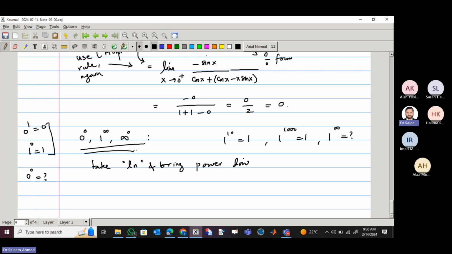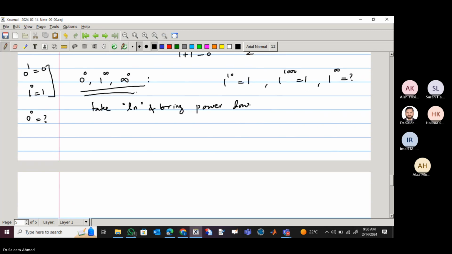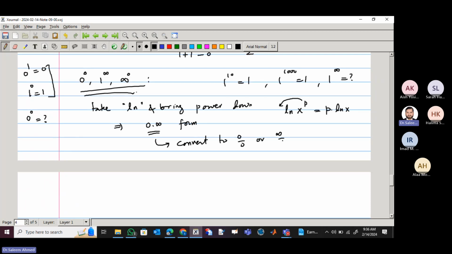What do we mean by that? You remember, there is a property of logarithm that if you have any power and you take the log, this power comes down. So it becomes p into log of x. Okay, then it will become, bring the power down. So it means we will have 0 into infinity form. So we know that when we have 0 into infinity form, we convert this to 0 by 0 or infinity by infinity, because we know how to handle 0 into infinity form.